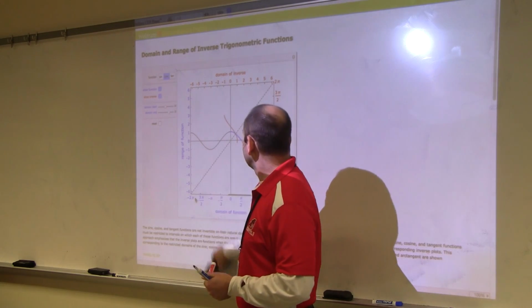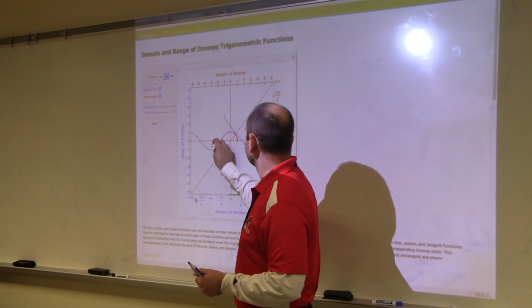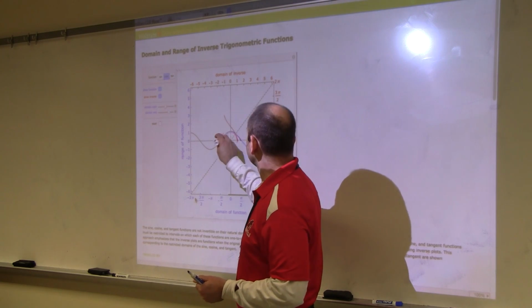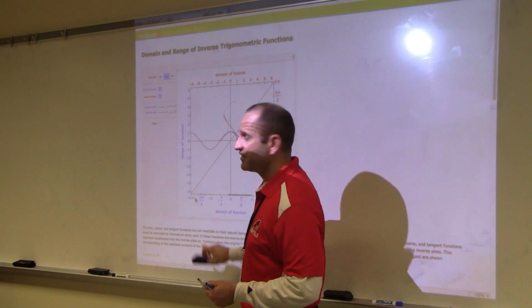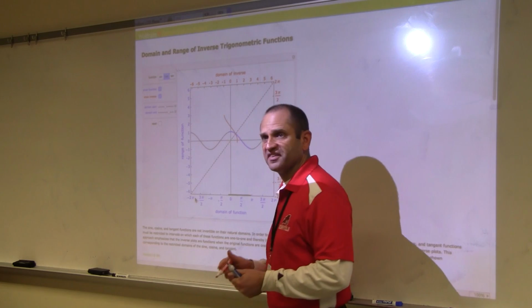Oh yeah, you can't do that. Why can't you keep this? Because that's not one-to-one. And if you turn it sideways, it's going to fail the vertical line test. Yeah. So you have to keep a one-to-one section of the graph.